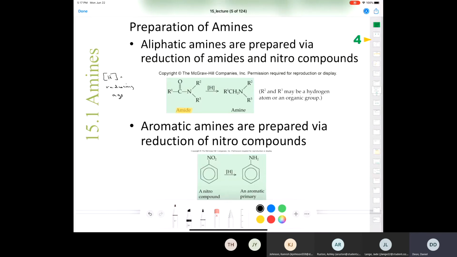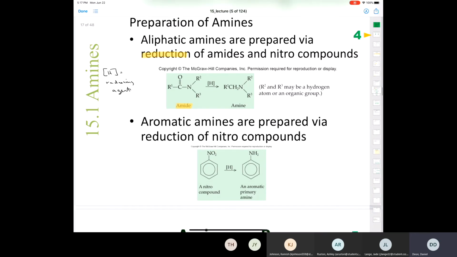agent, because in organic chemistry, reduction is gaining what? Gaining hydrogen or losing oxygen. And you can see that both of those things occur in this reaction. Not only do we lose this oxygen, but we gain these 2 hydrogen atoms. So this is a what? It is a reduction. So you reduce an amide or a nitro compound.